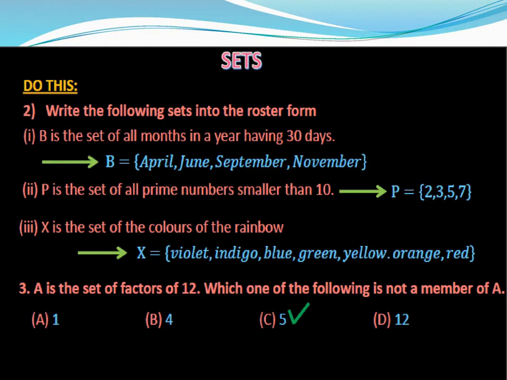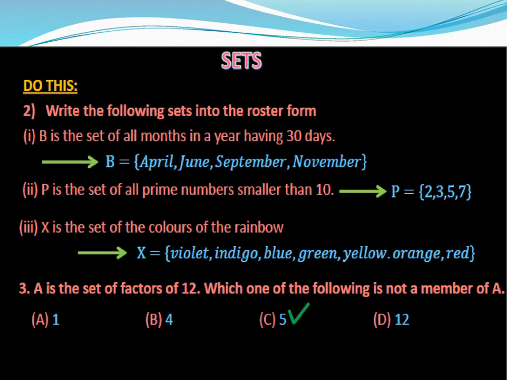Now we will solve the second problem from Do This. First of all, you can read that problem. Write the following sets into the roster form. The first one, B is the set of all months in a year having 30 days. So how many months have 30 days? Only 4 months have 30 days. What are they? April, June, September, November. Then we will write B equals to the set of April, June, September, November.